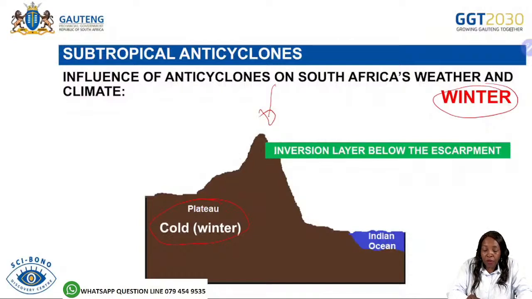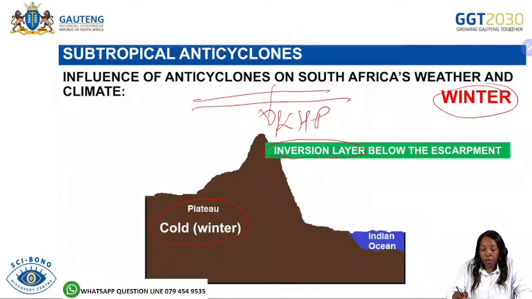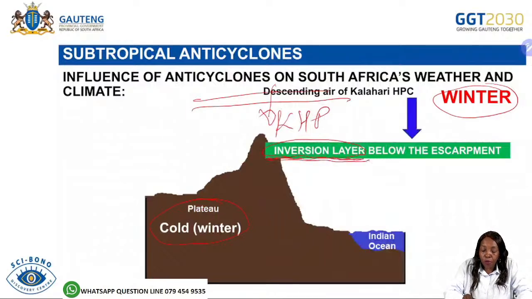So we can see that now the inversion layer is no more high up in the plateau, but it's lowered. So this inversion layer will now be lowered due to the position of the Kalahari high pressure cell. So how then will this influence our weather? We have the descending air over the Kalahari high pressure cell. So the air that descends results in the inversion layer being formed below the escarpment. So air descends around the Kalahari high pressure, and then the inversion layer is formed there.